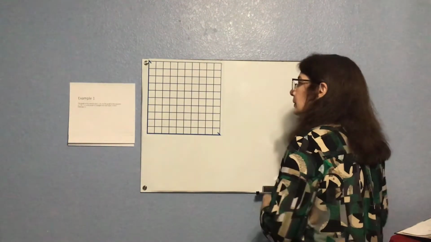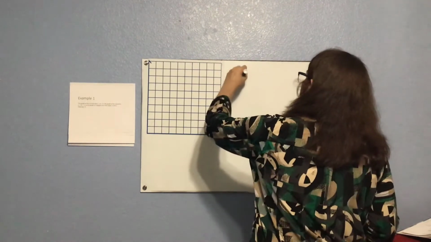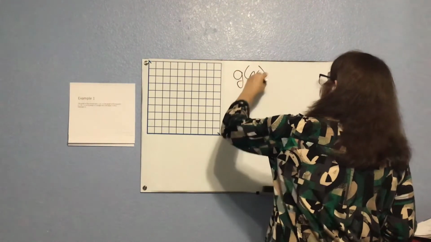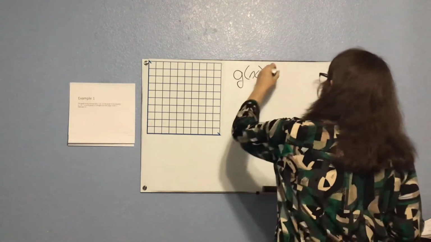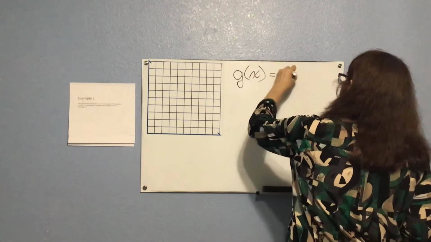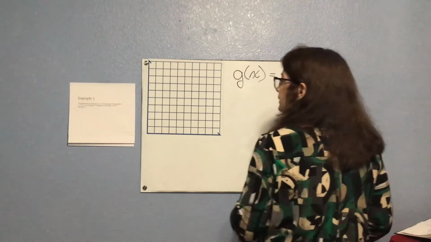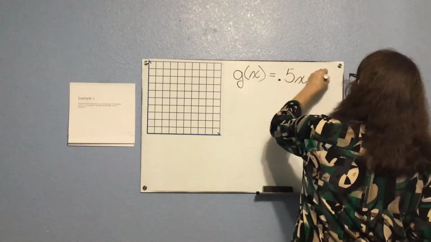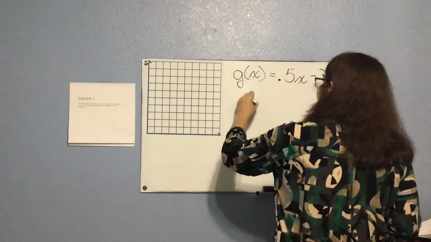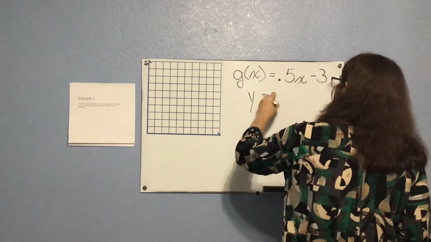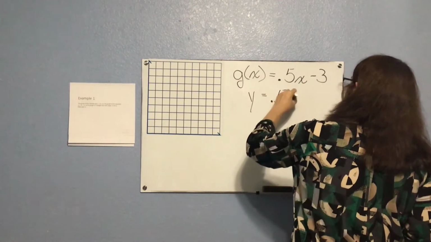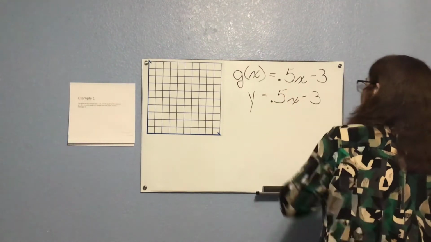In this section, we'll be looking at a variety of different functions and how to graph them. So let's get started. Our first function, one that you're familiar with, g of x is equal to 0.5x minus 3. And this comes from something we're very familiar with from Algebra 1, y equals 0.5x minus 3.